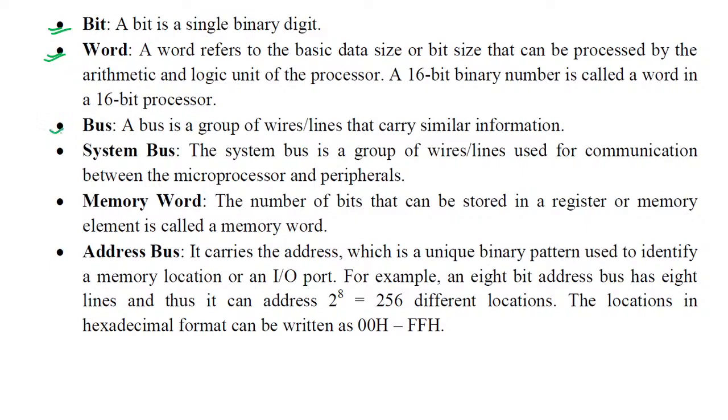Then what is the bus? A bus is nothing but a group of wires, or you can say a group of lines that carry similar information. Similar information means if it is an address bus, then it will carry only address, right? If it is a data bus, then it will carry only data in the wires. If it is a control bus, then it will carry only control signals, right? Then we have a system bus. System bus is the combination of three groups, that is address bus, data bus and control bus. Okay, and it is connected between CPU and memory and peripherals. Input output devices are also called peripherals.